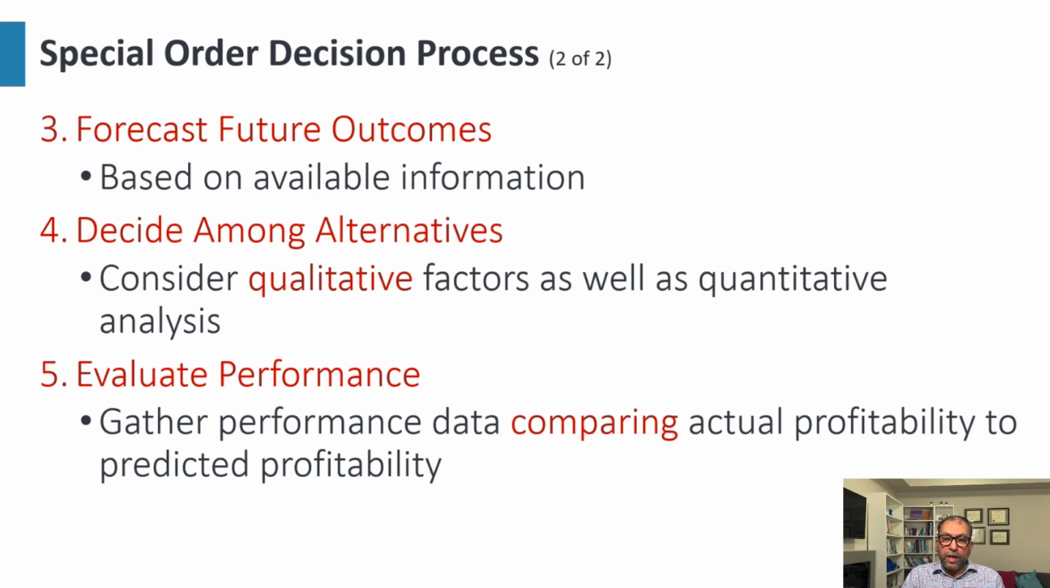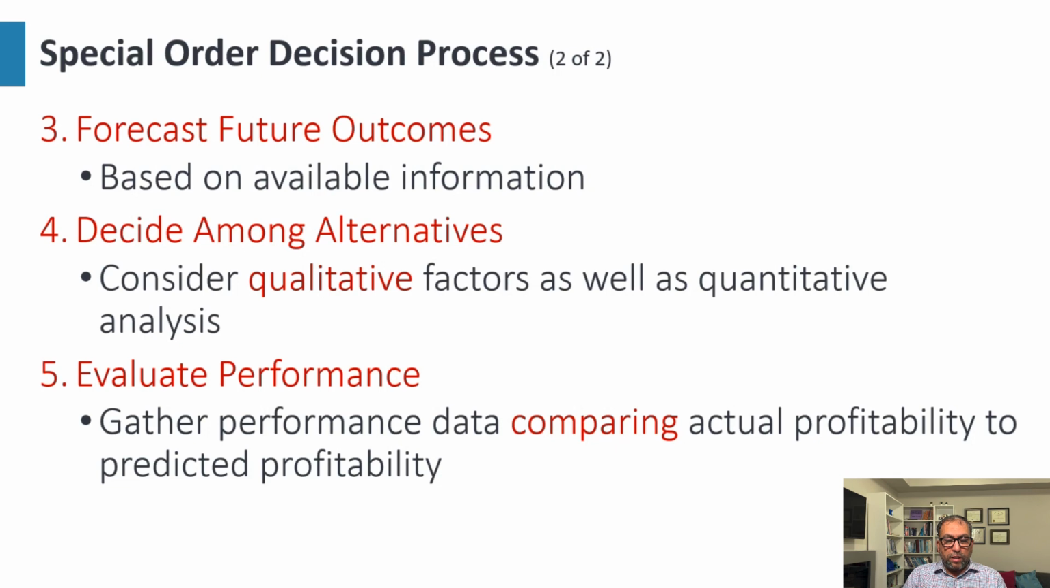well as quantitative analysis. So we have to do analysis, like this special order is not going to affect the quality of our other products or the normal output. And also we have to see quantitatively, is it possible that we can produce it? So these are all the things that we have to discuss before making a final decision of accepting or rejecting.